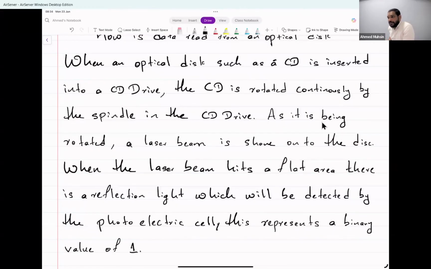When the laser beam hits a what? There is no reflection. Aren't you noting it down? Flat area we just wrote. So when is there no reflection? A pit. Okay? When the laser beam hits a pit, then there is no reflection of light.